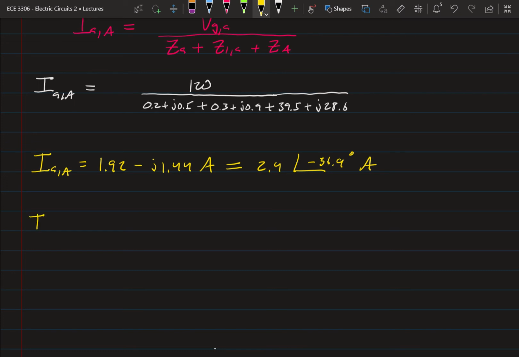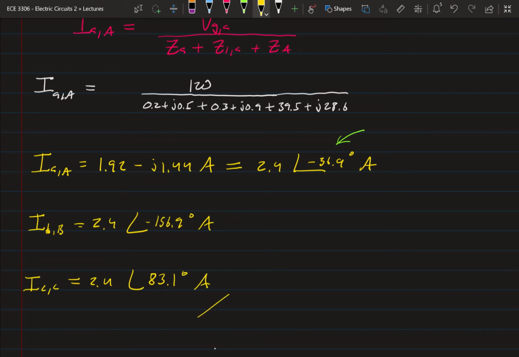And to do the B line current, IbB is just going to be this, minus 36.9 degrees minus 120 degrees. So that's going to get us 2.4 at an angle of minus 156.9 degrees amps. And for IcC, it's going to be 2.4 at an angle of minus 36.9 plus 120 degrees, which gets us 83.1 degrees amps. So that's it for part A. That's how we calculate our line currents.